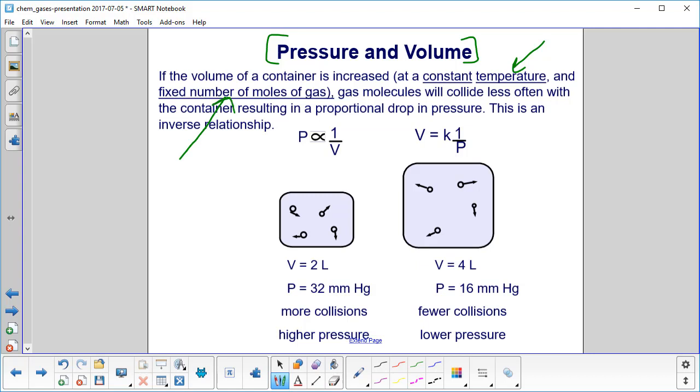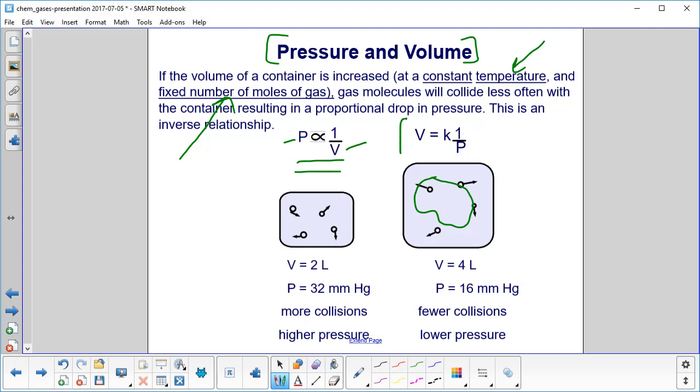So if you increase the volume of a container, gas molecules will collide less often with the container, which will result in a proportional drop in pressure. Kind of makes sense. There's more room for all these particles to move around without hitting the walls. This is an inverse relationship. Inverse means that pressure is 1 over the volume. You increase the volume, you decrease the pressure.